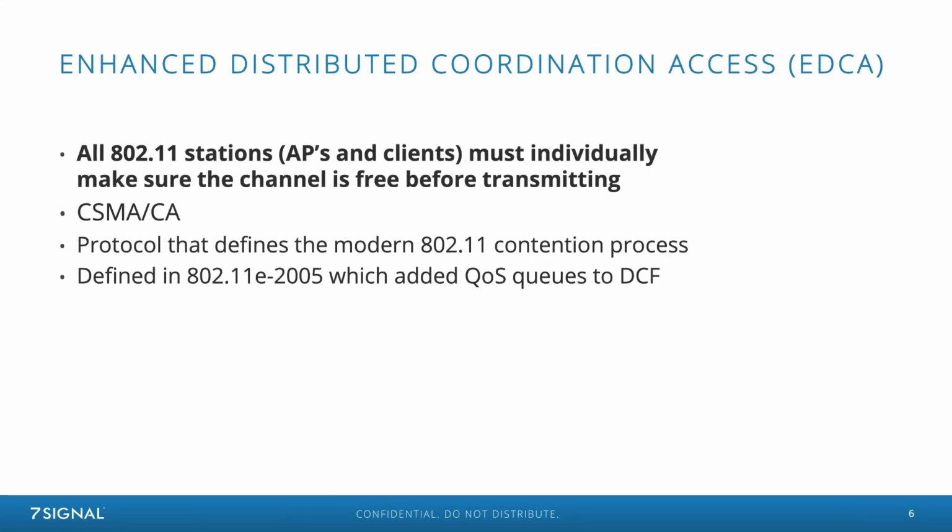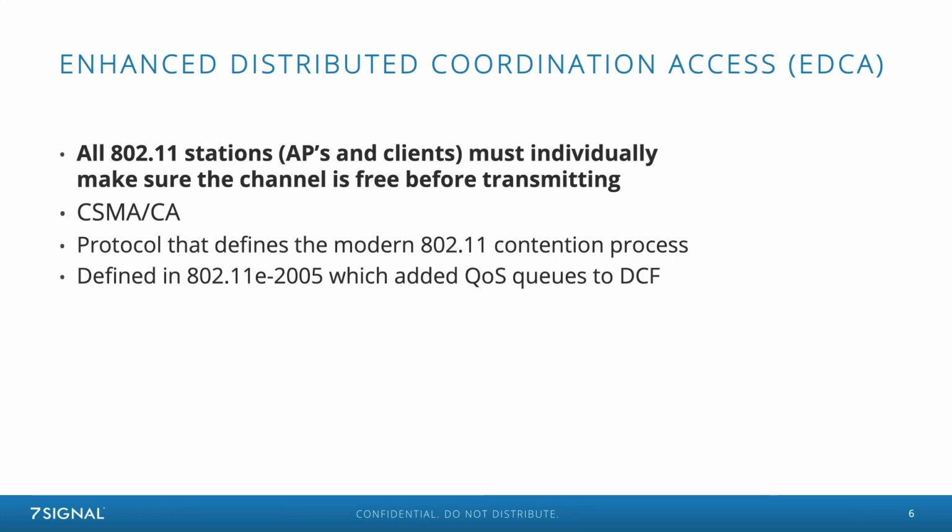The protocol we use in Wi-Fi to handle contention is the Enhanced Distributed Channel Access protocol, EDCA, sometimes pronounced "eedka." What it ensures is that each station acts individually, and a station is an access point or a client. We think of them as equals, just sharing the same channel. Each station has to, on its own, make sure the channel is free before it transmits.